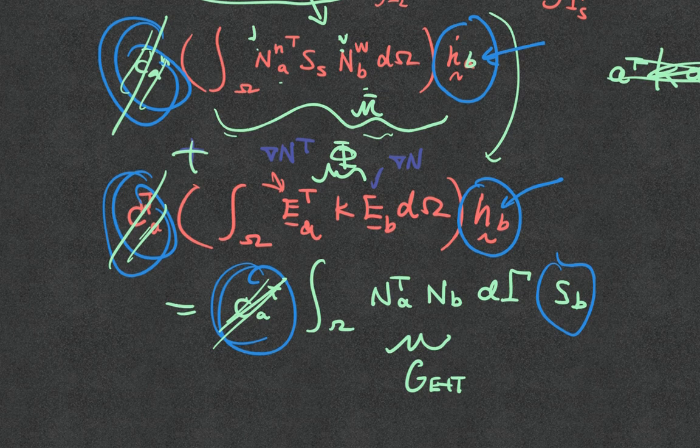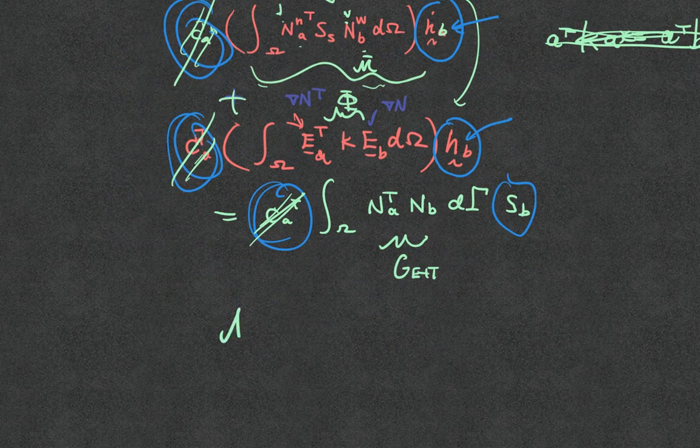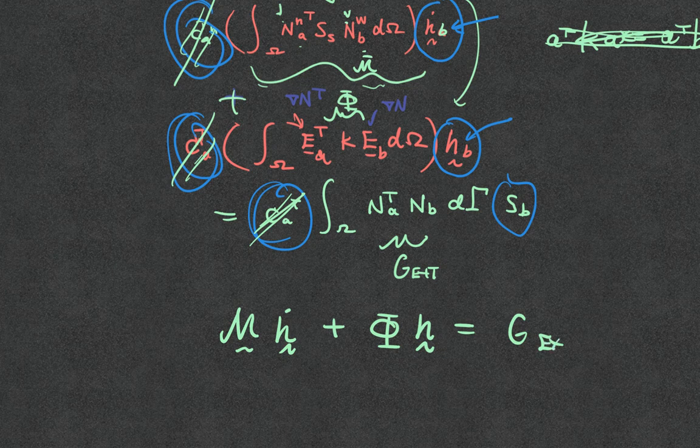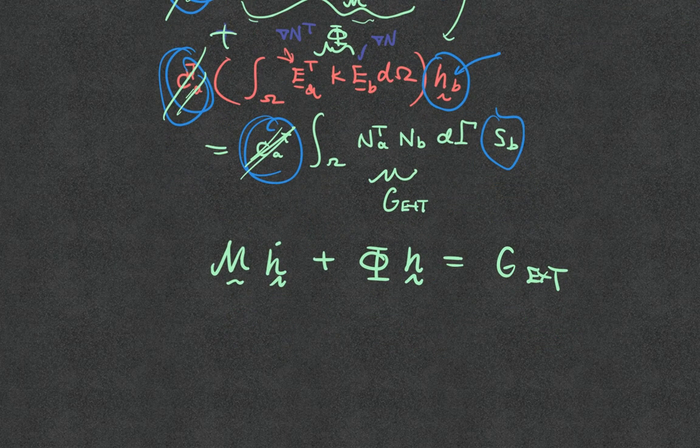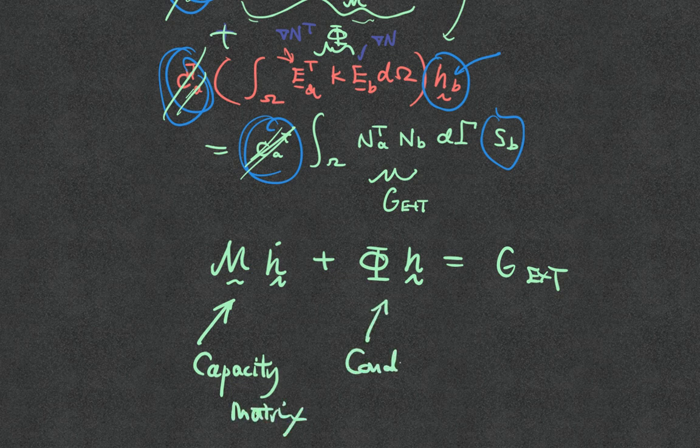Okay, if I actually write it out in a matrix form, I have an M matrix times the rate of change of H, plus a stiffness matrix, conductivity matrix times H, equals G external, which is the external term. Okay, so these two matrices have a formal name, and one is called the capacity matrix. Another one is called the conductivity matrix. Okay, and this is just the external term.